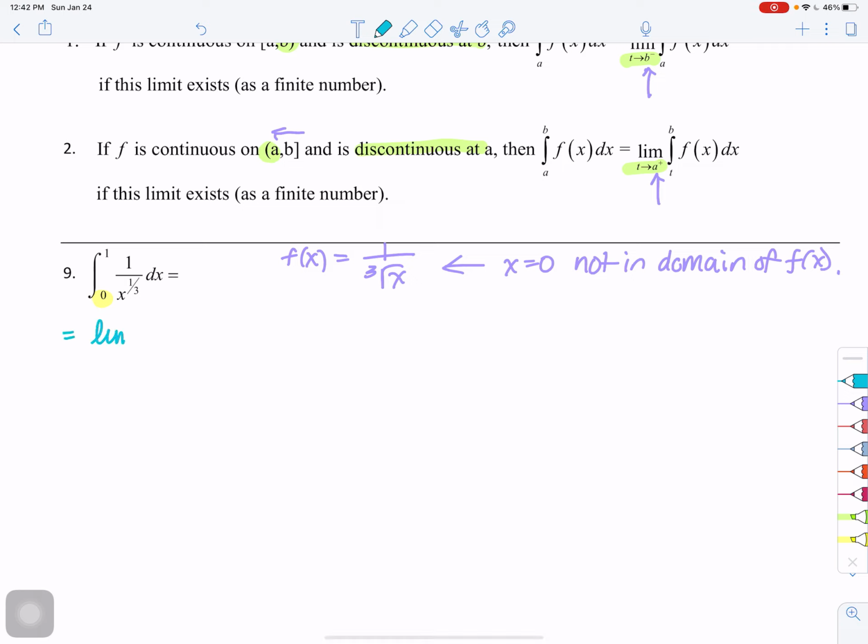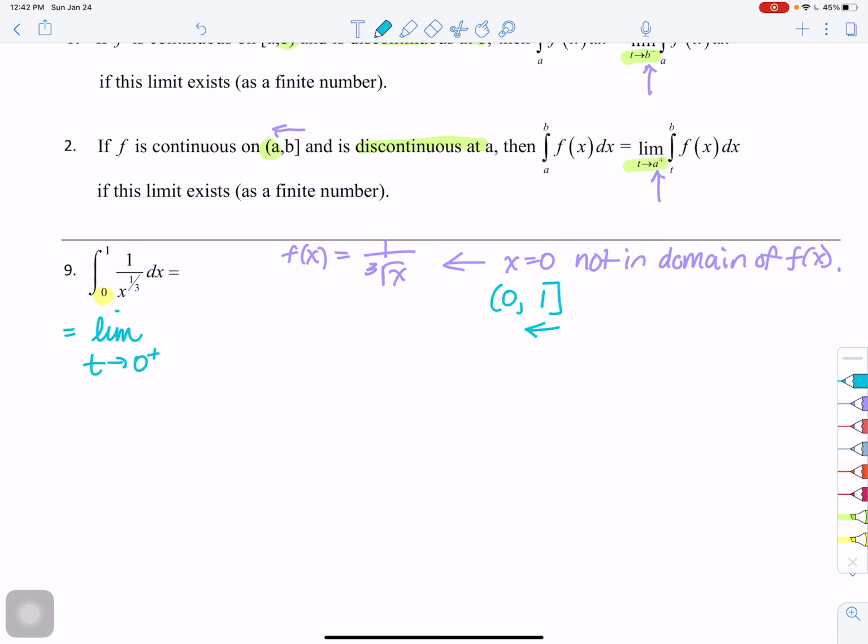We're going to take the limit as t approaches 0. Now let's talk about this. If we're on the interval from 0 to 1, we are going to approach 0 coming from the right. Pretend like you're standing in here, inside that integral, and walking towards that discontinuity. That's the best way to see which way you're going. So we are going to approach 0 coming from the right. And that's the integral from t to 1 of x to the negative 1/3 dx. Okay?